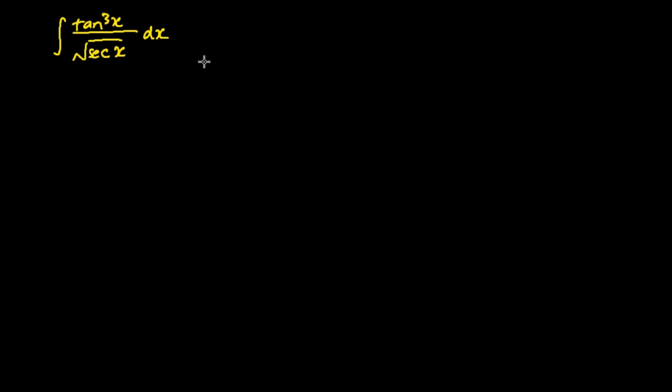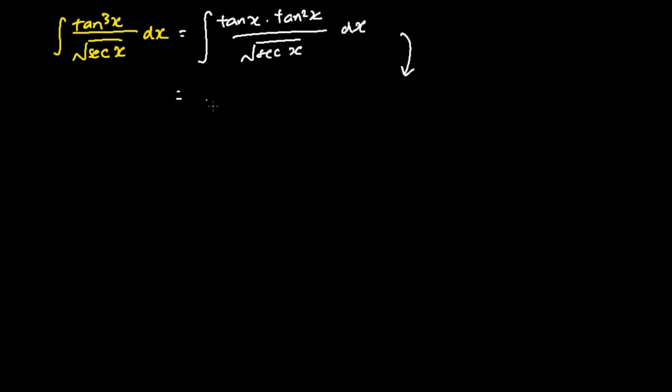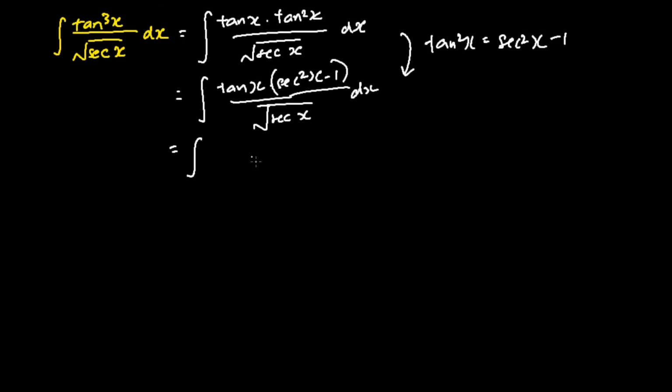The first step we are going to do is separate the tangent cube x as follows, which is tangent x times tangent square x over the square root of secant x dx. After which we'll apply the trigonometry identity, the Pythagorean theorem, that tangent square x is equal to secant square x minus 1. So we substitute tangent square x as secant square x minus 1. After which we can split the integral up into two integrals.